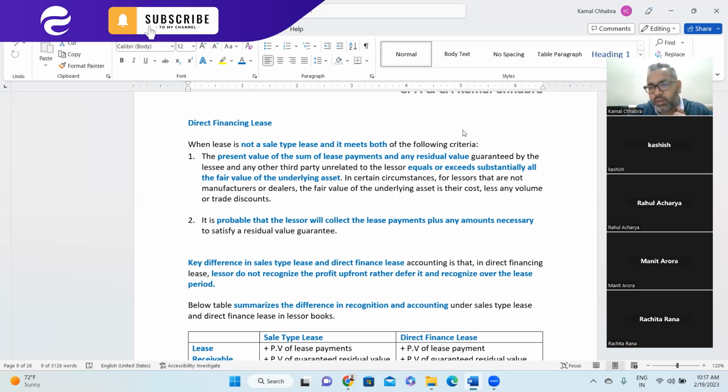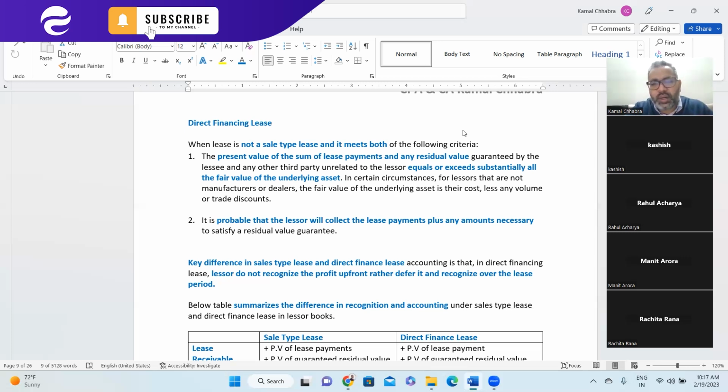First, we need to look at all those 5 conditions, right? If any of those 5 conditions are met, then first we consider that lease as a sales type lease, right? If those 5 conditions are not met, but these 2 conditions are met, then that lease is considered as a direct finance lease. If none of these conditions are met, then the residual is operating lease. Then we will consider that as an operating lease.